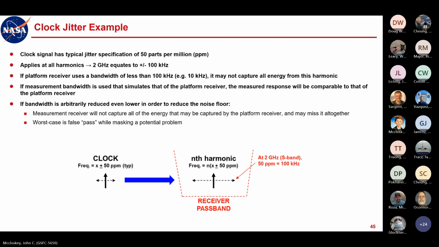So the point is, if the receiver vendor says we're going to be operating with a 1 kilohertz bandwidth, then that's what we need to use when we make our measurements. We need to use that bandwidth when we're making our RE102 measurement. This is just an example of what can happen when you're using an artificially low bandwidth compared to how the receiver is operating.